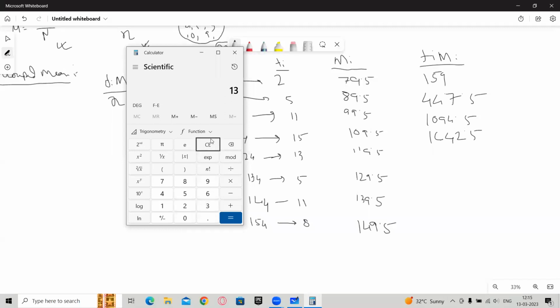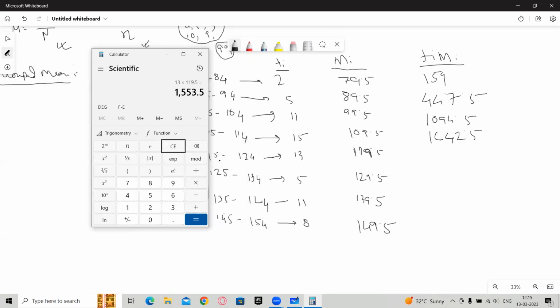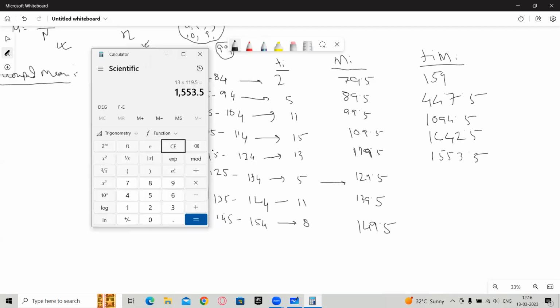Then 13 multiplied by 119.5. Sir, 119? Yes, 119.5. Actually, I'm using a mouse now, that's why I'm struggling to write. 13 into 119.5, because that is the midpoint, right? It gives 1553.5. Then 5 multiplied by 129.5 is 647.5.